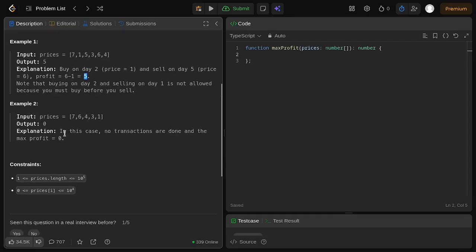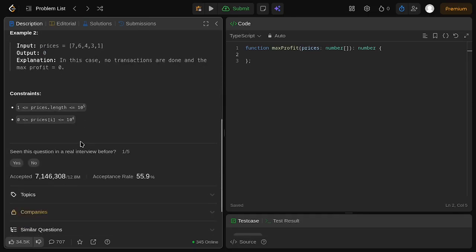And for example number 2 right here, we have 7, 6, 4, 3, and 1. Do take note that we have the least value, 1, placed on the last index of the array, and no matter how you try to pick the lowest one, we will still not get any profit, because the future prices after each element are lower and lower. So the output is 0. There are no transactions to be done, and the max profit is equal to 0.